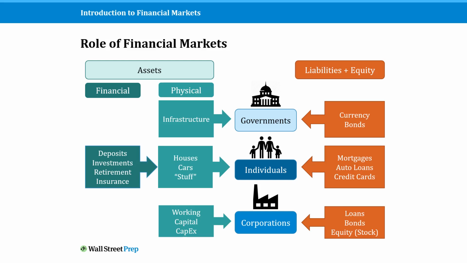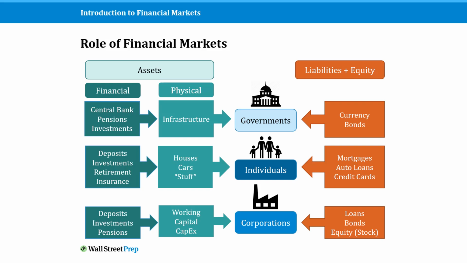On the financial assets side, individuals have a number of different assets. They have deposits at a bank, they have investment accounts, they have retirement plans, and they have insurance plans. It's a similar mix for companies. They also have deposits at a bank. They also have investments. And some have pension plans as well.